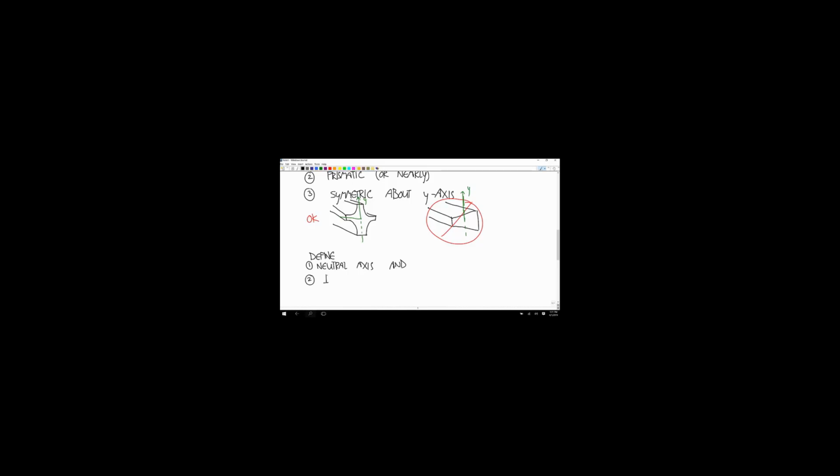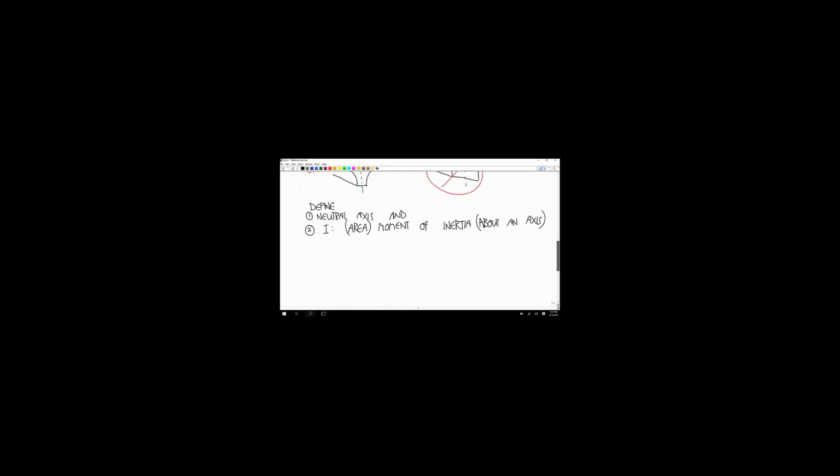And I, which is the area moment of inertia about an axis. People just call it the moment of inertia. You do need to keep this stuff in mind, or you'll get confused about this versus the one that you use in dynamics, which has a lot of similarities, but it measures something different.